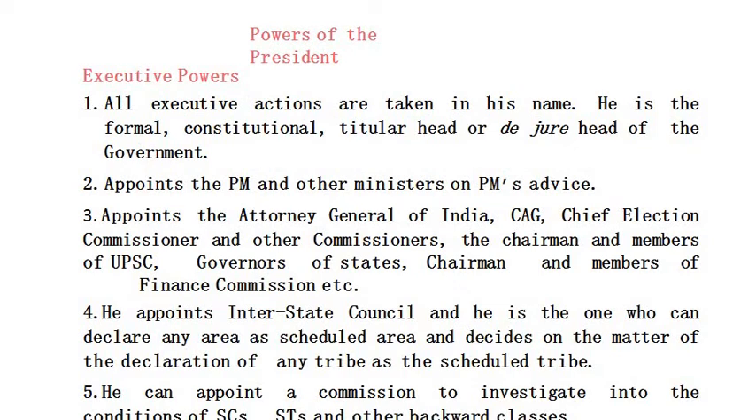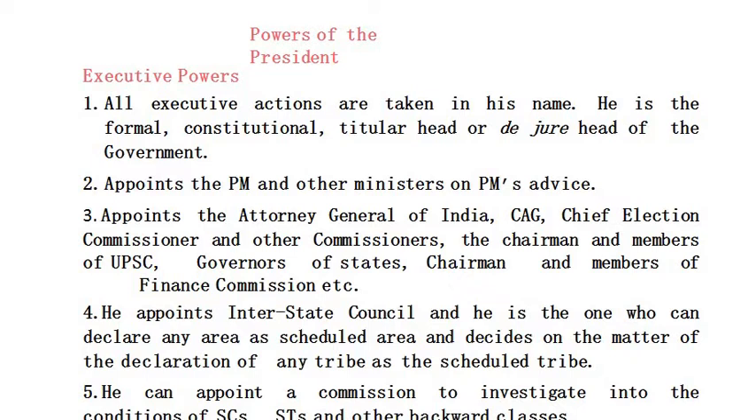The powers of the President: the executive powers, the financial powers and other powers. What are the executive powers? We will discuss one by one. First of all, the executive powers. All executive actions are taken in his name. He is the formal constitutional titular head or de jure head of the government. That means he is the supreme commander of all the union government.